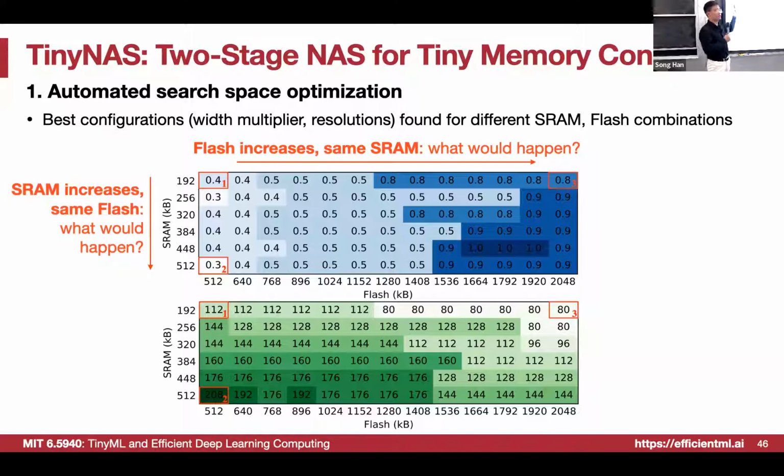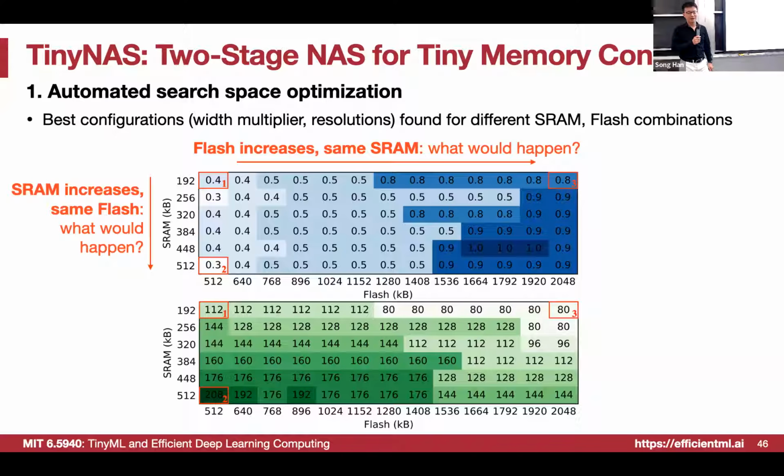What gets stored in the SRAM? Weight or activation? Now, activation is stored in SRAM. Weight is stored in the flash, right? So flash is read only.